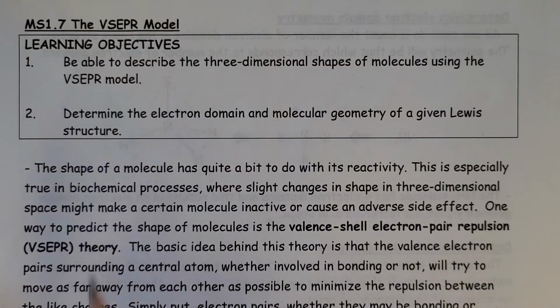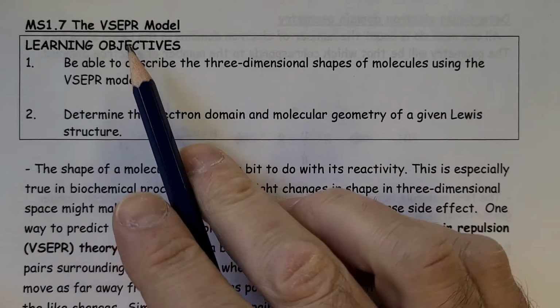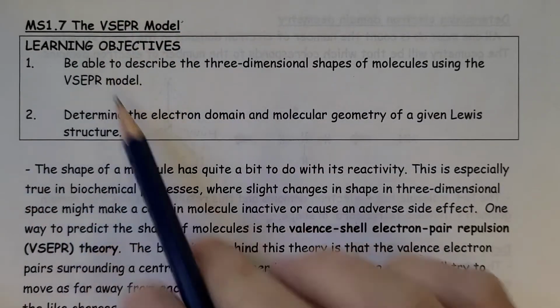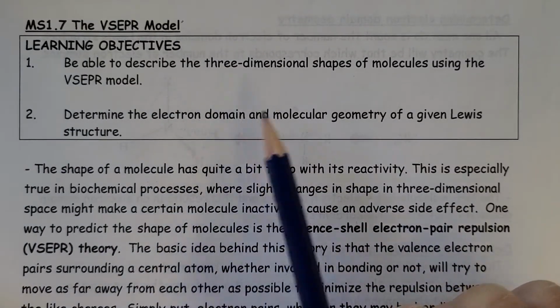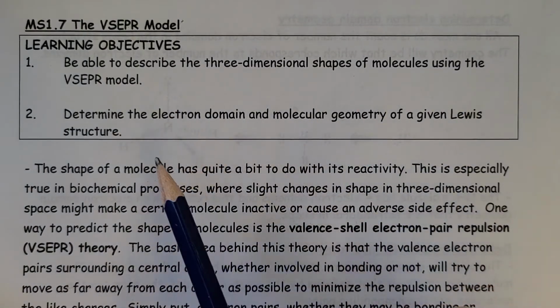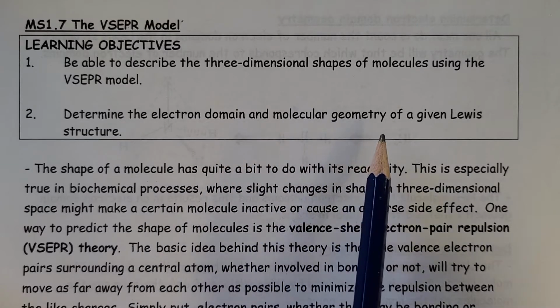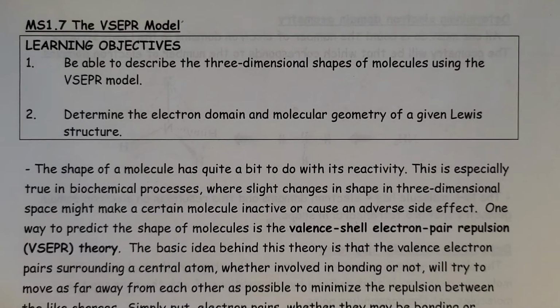This is the MS1.7 section, the VSEPR model, or valence shell electron pair repulsion model. So here we'll be able to describe the three-dimensional shapes of molecules using the VSEPR model and determine the electron domain and molecular domain of a given Lewis structure. So we kind of touched on that in that little lab that you did, in which we looked at different shapes from a three-dimensional point of view. So now we will continue with that.